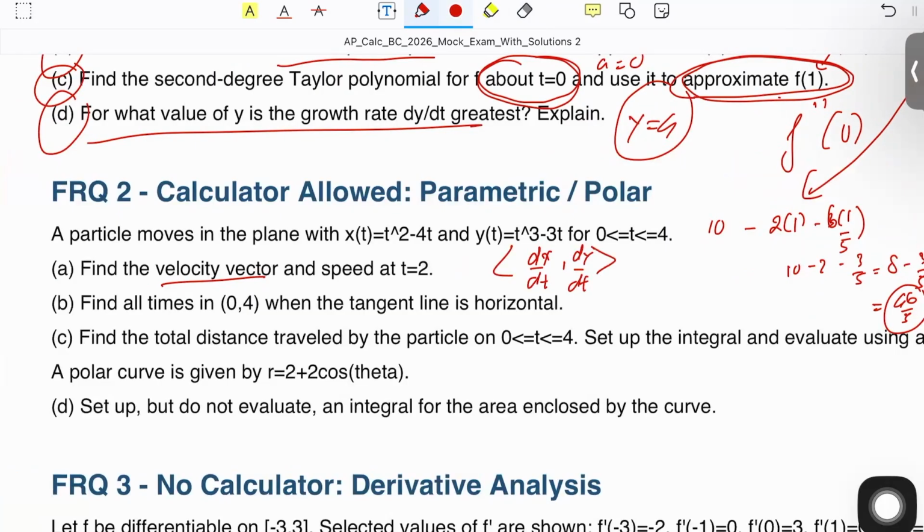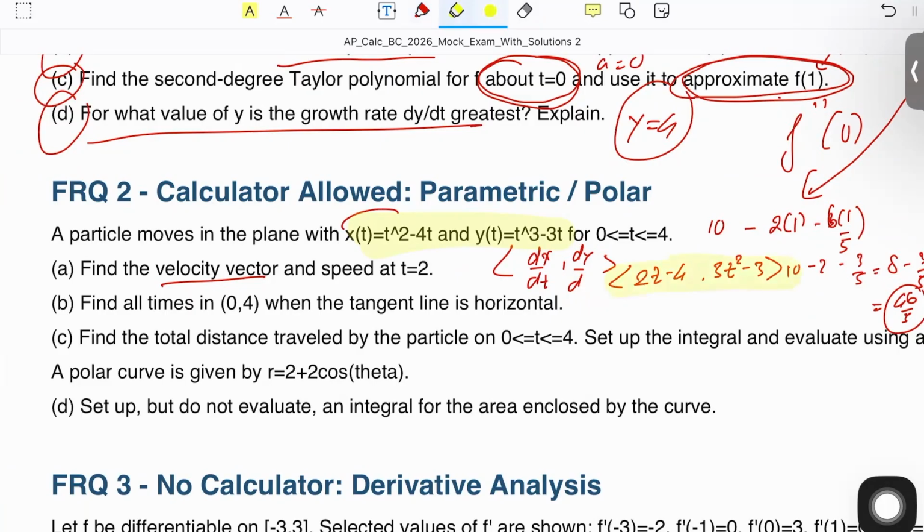We didn't talk about it in class as well, so I'm going to send this recording so that you all can review this. The velocity vector is dx over dt, dy over dt. When you find the speed, it is the square root of this squared plus this squared, the magnitude. So the vector is from this x and y: dx over dt is going to be 2t minus 4, and dy over dt is going to be 3t squared minus 3.